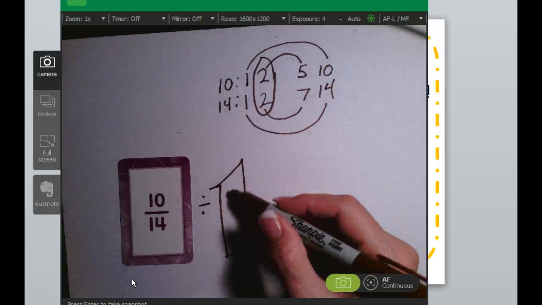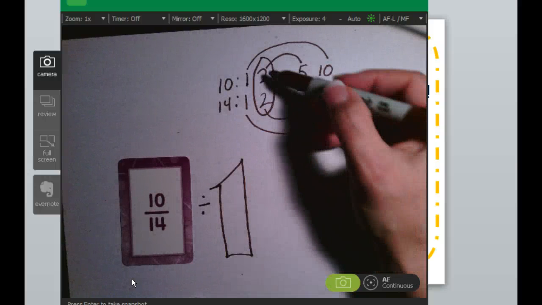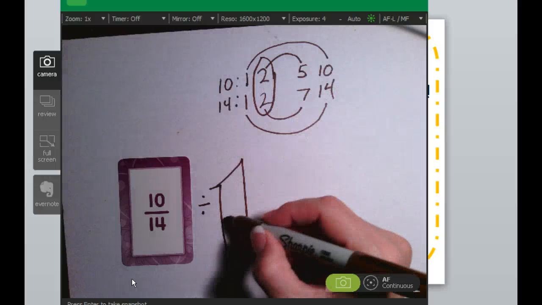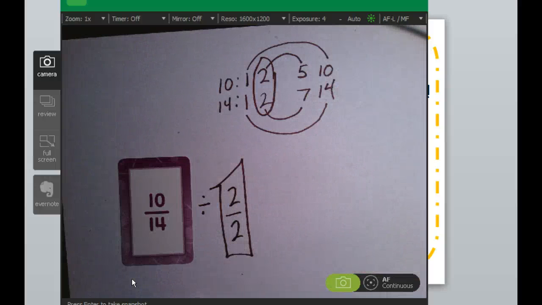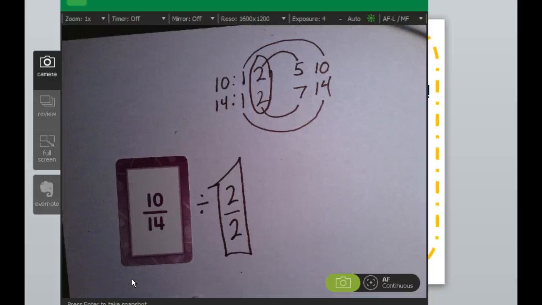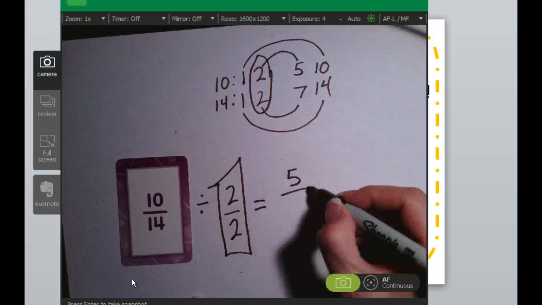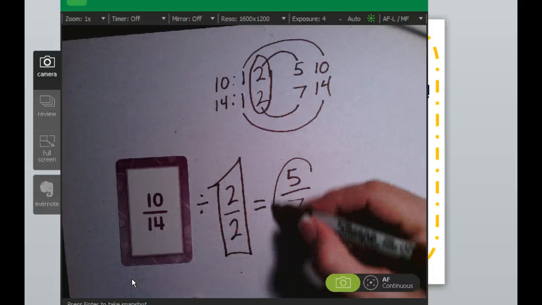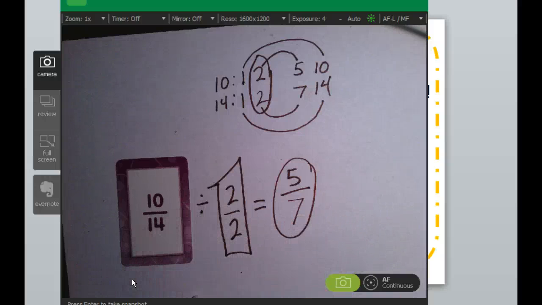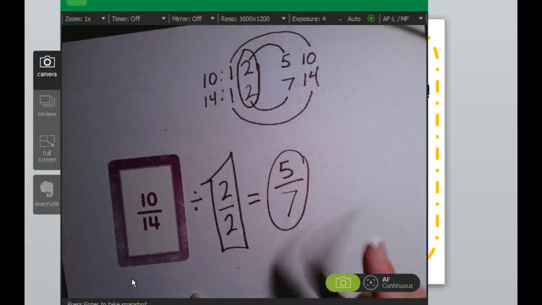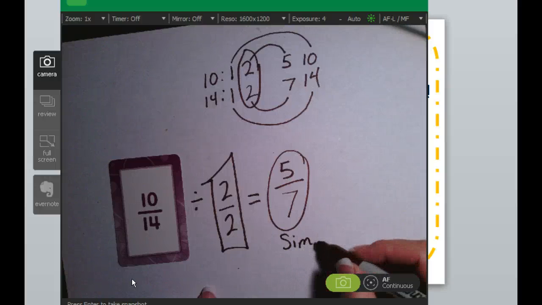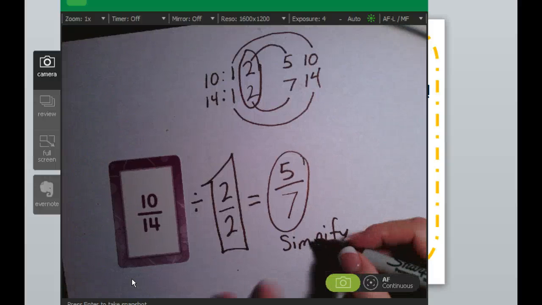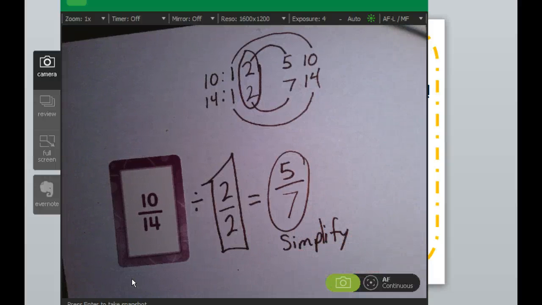So, if we think about a fraction and we want to divide by 2, all we need to do is divide the numerator by 2 and the denominator by 2, and we will get 10 divided by 2 is 5, 14 divided by 2 is 7. 5/7 is equivalent to 10/14. This is my simplified fraction. So we simplified it to be 5/7, but it's really the same amount.